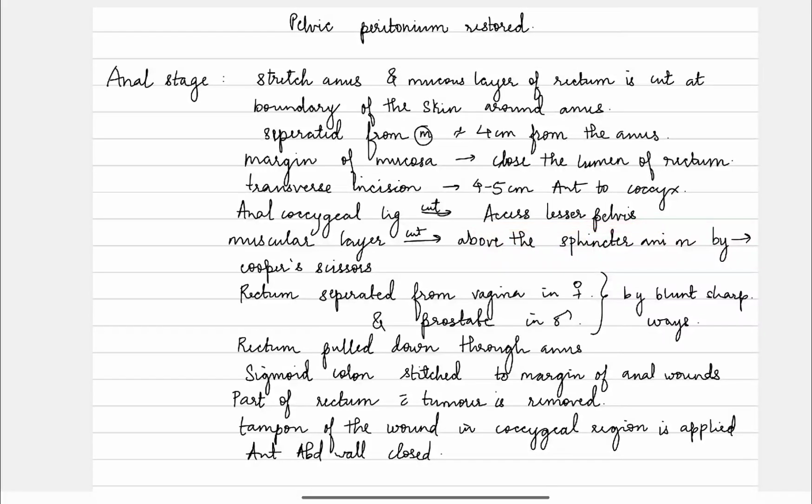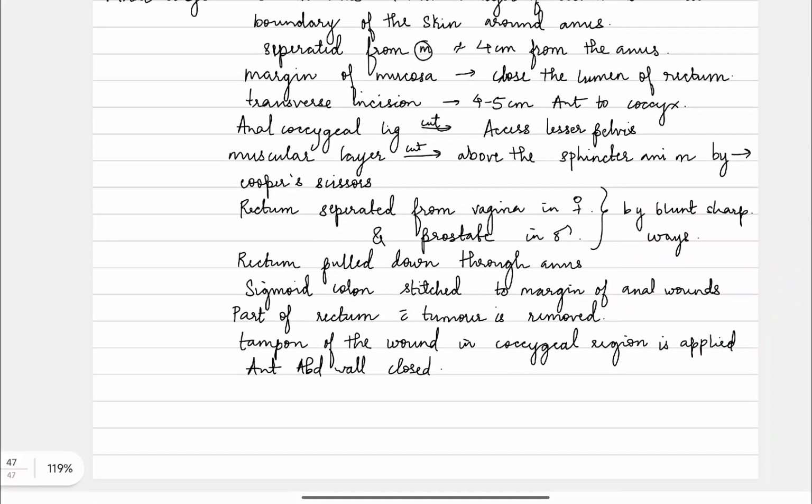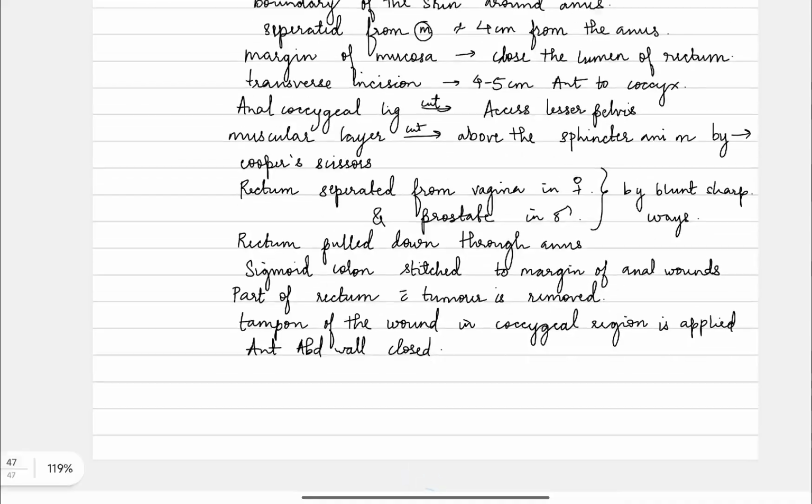Axis of the lesser pelvis. Muscular layer is cut above the sphincter ani muscle by Cooper's scissors. Rectum is separated from the vagina in females and prostate in males by the blunt sharp way. Rectum is pulled down through the anus. Sigmoid colon is stitched to the margin of the anal wound. Part of the rectum with tumor is removed. Tampon of the wound in the coccygeal region is applied and the anterior abdominal wall is closed.